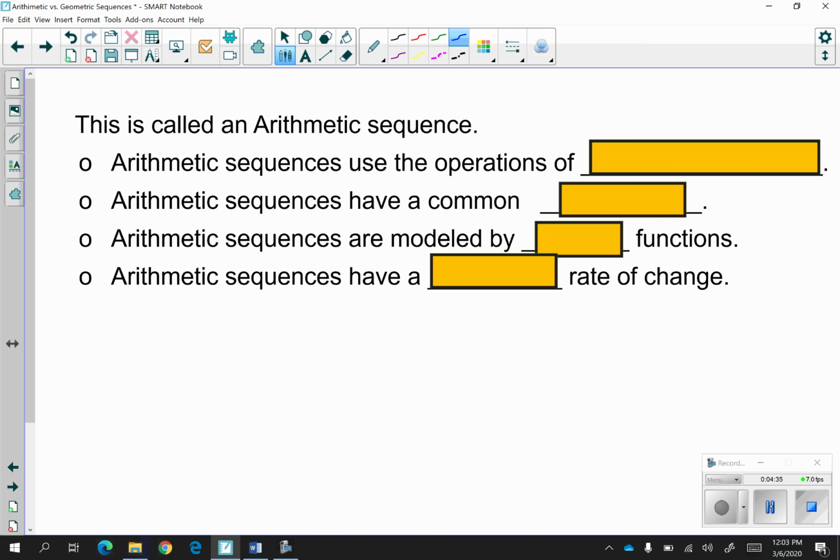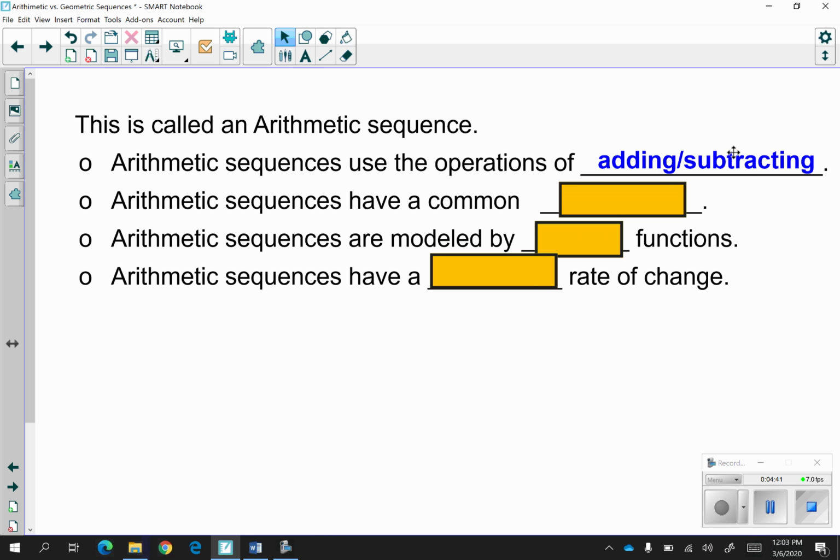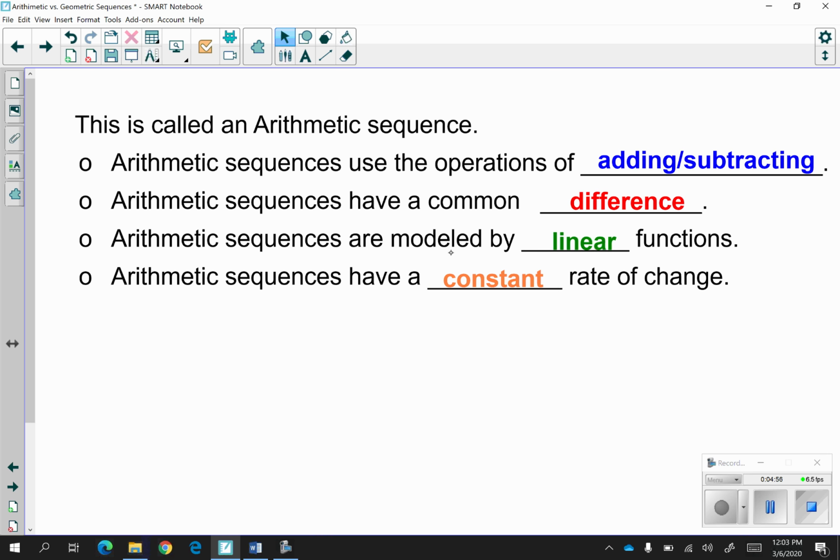Now, this particular sequence is called an arithmetic sequence. Arithmetic sequences use the operations of addition and subtraction. Arithmetic sequences have a common difference, like we mentioned before. Arithmetic sequences are modeled by linear functions, as when we just plotted it on the graph. And arithmetic sequences have a constant rate of change, right? Because linear functions have a constant slope.